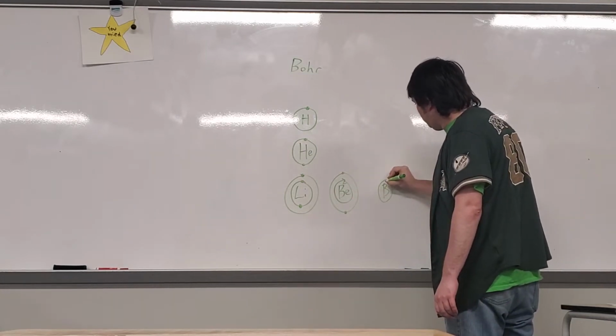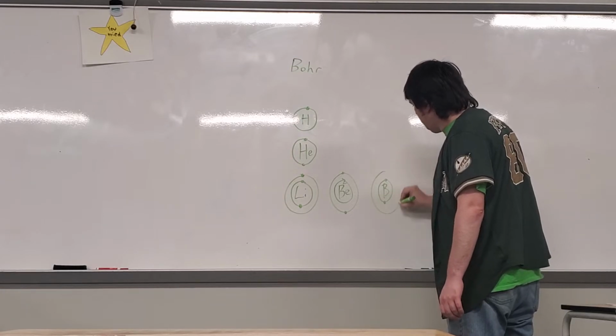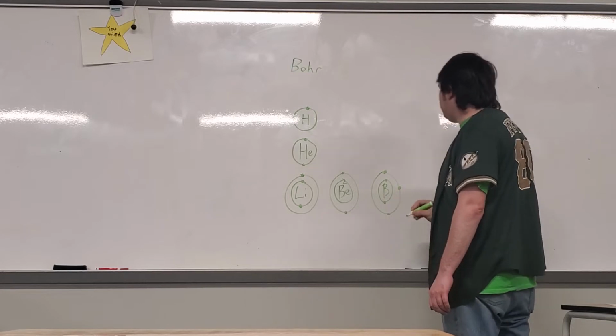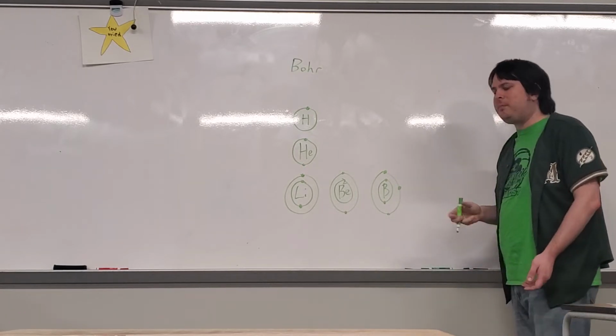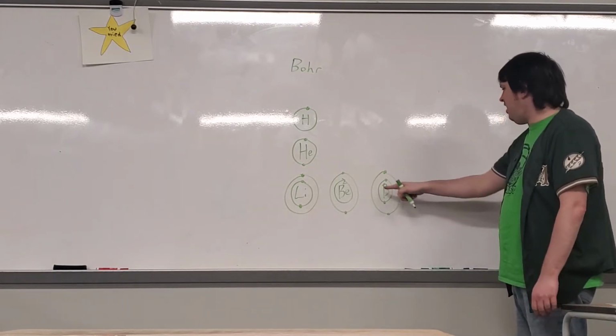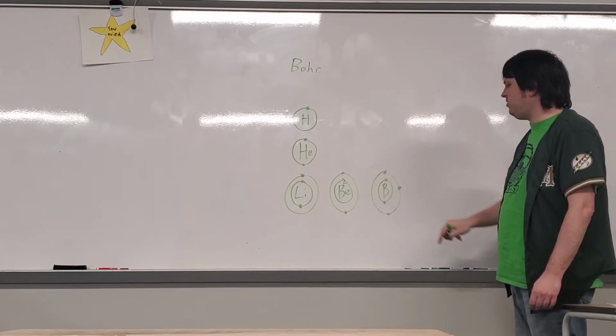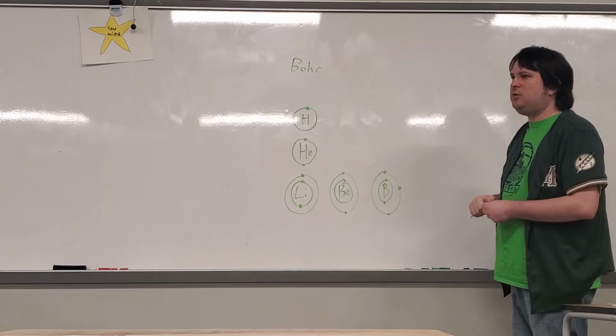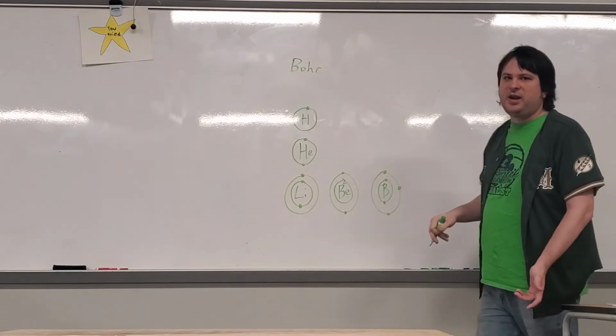Boron would have 2 and 3 on the outside, and so on. Carbon would have 4, nitrogen would have 5 on the outside, oxygen would have 6, fluorine would have 7, and we'd end with neon at 8.